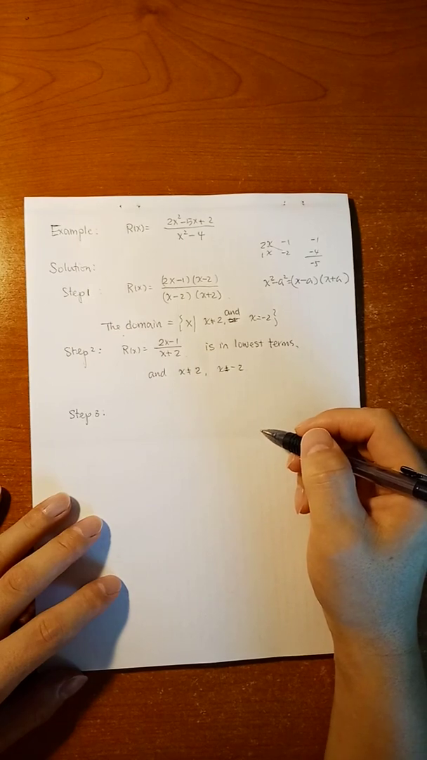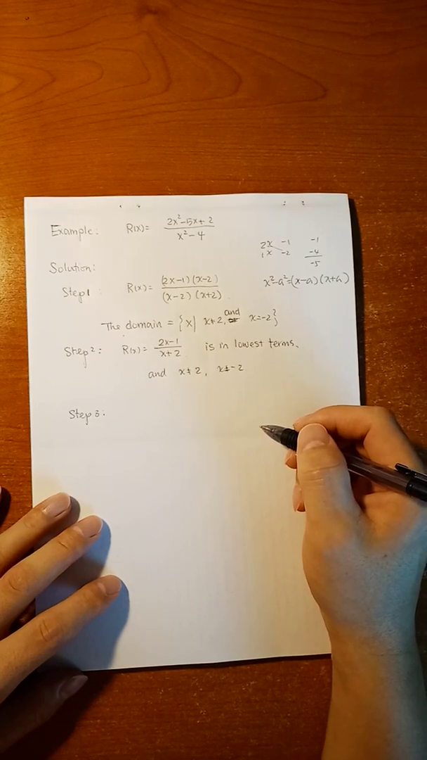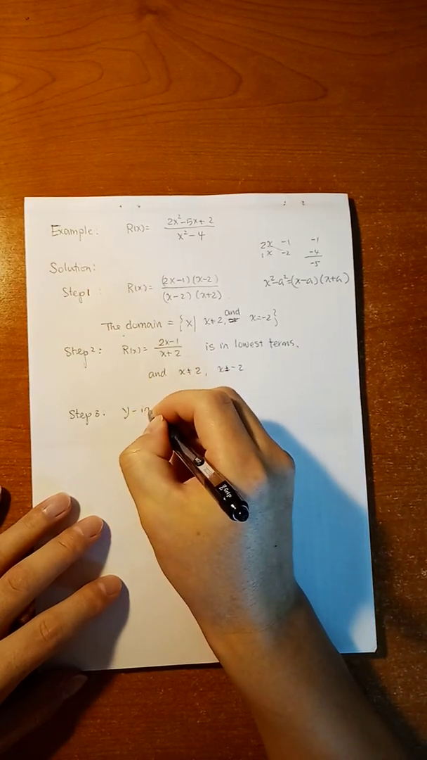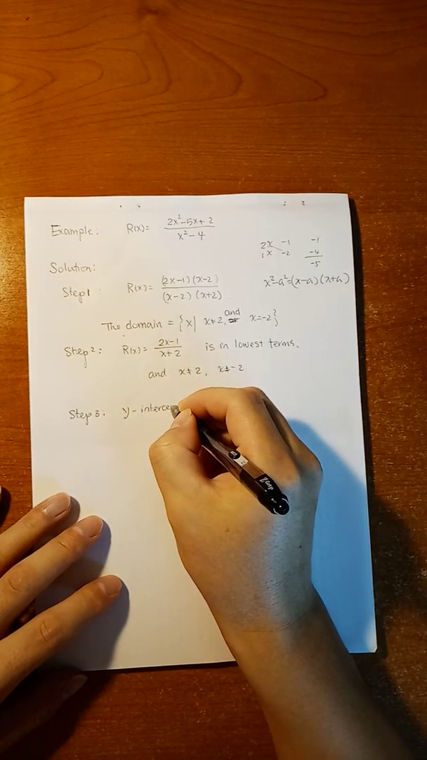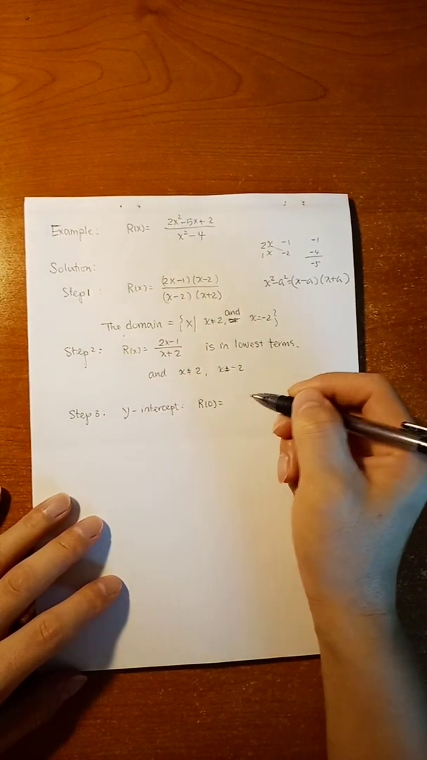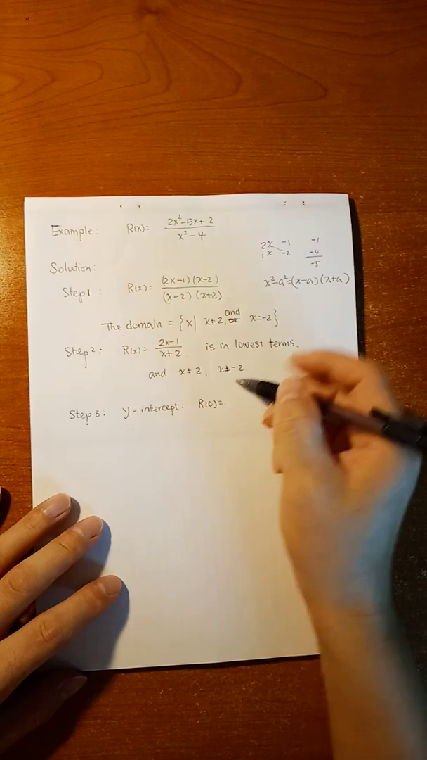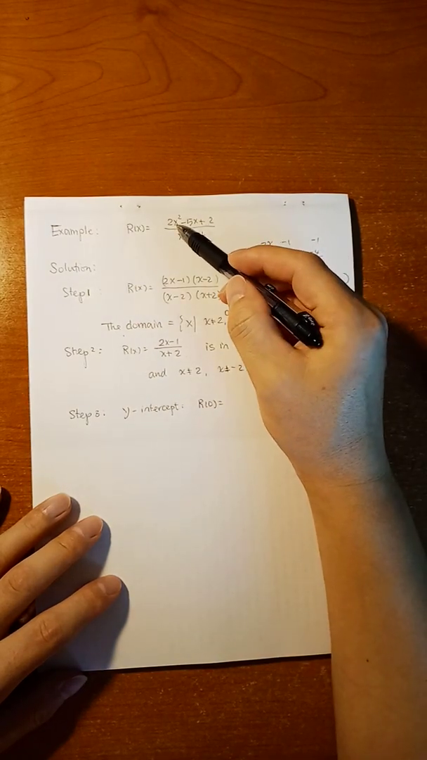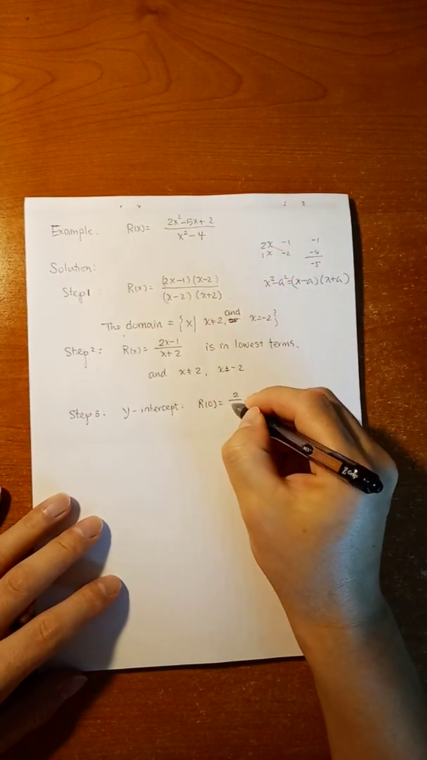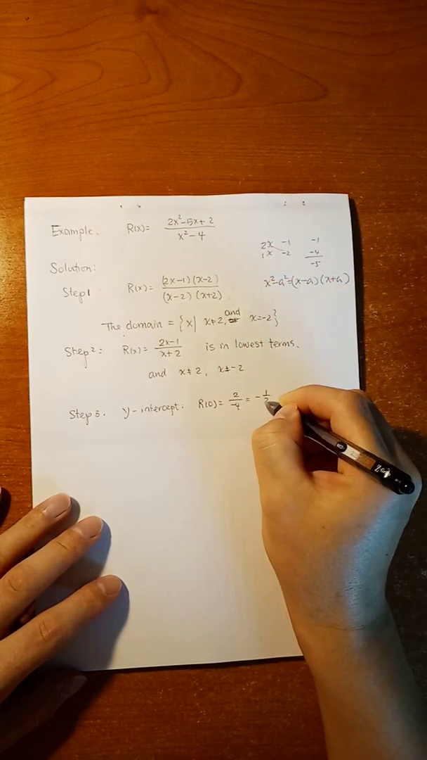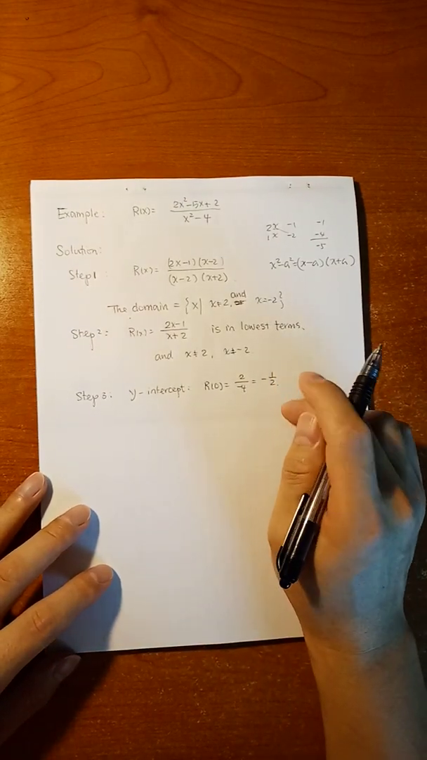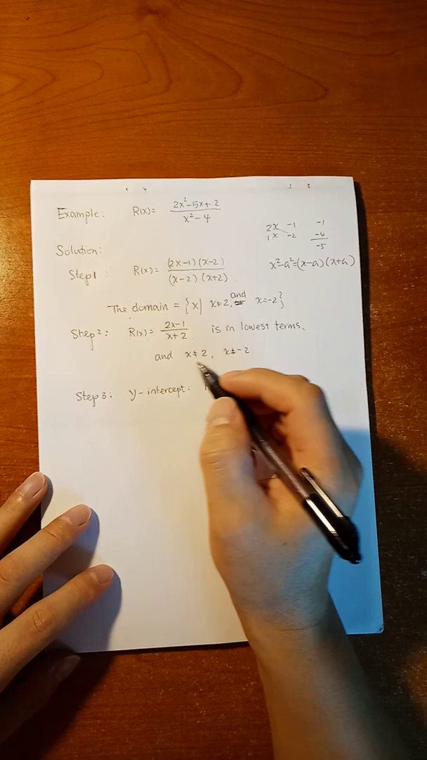And step 3, let's look for the y-intercept and x-intercept. So for the y-intercept, you evaluate at 0. So r of 0, you check the first one. This is 0, this is 0, it's 2. This is 0 minus 4, so it's 2 over negative 4. It's negative 1/2. So r of 0 is negative 1/2.